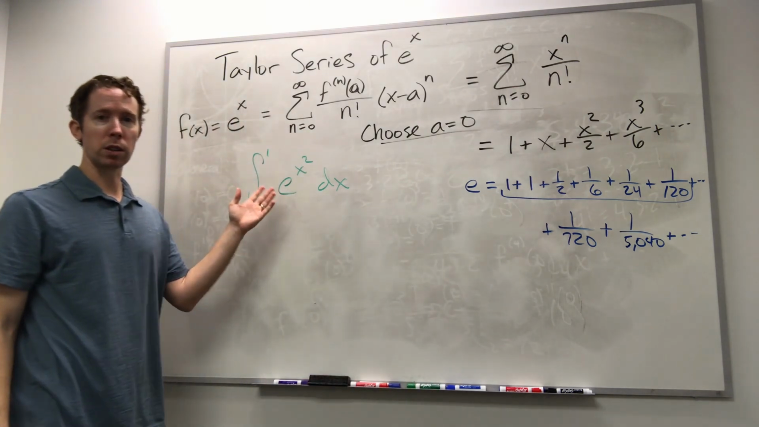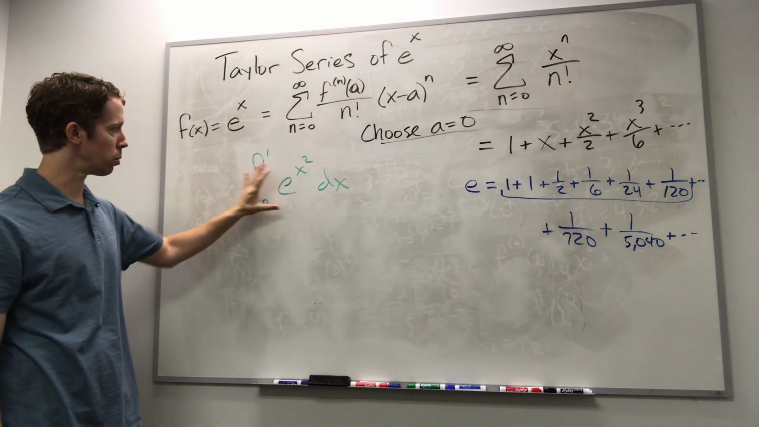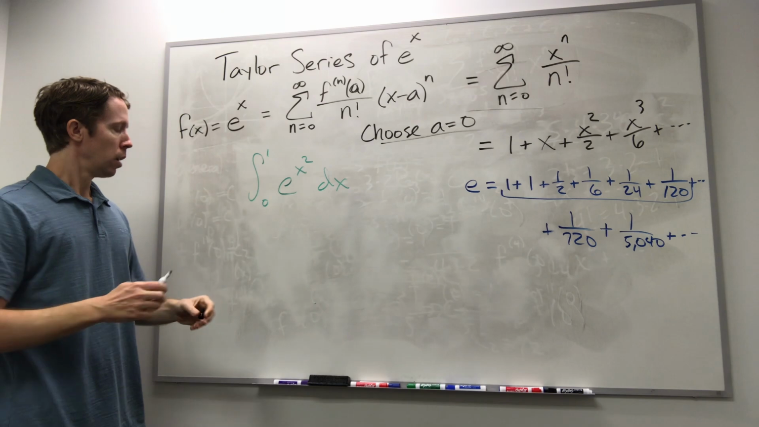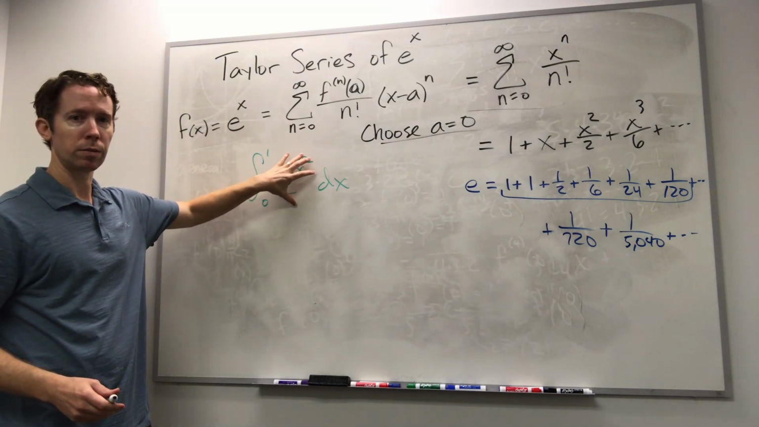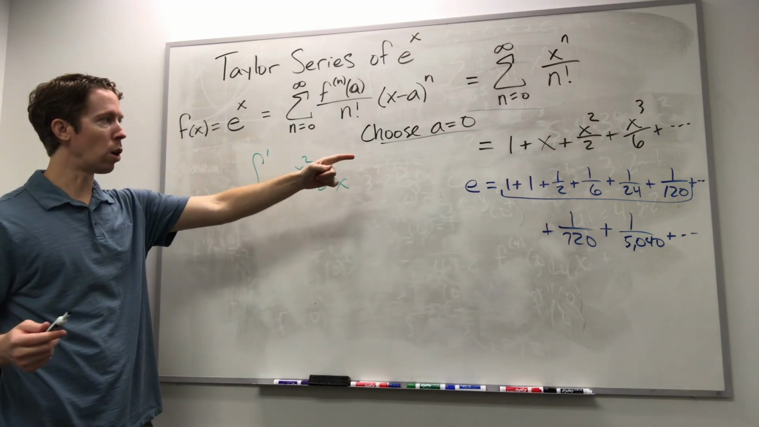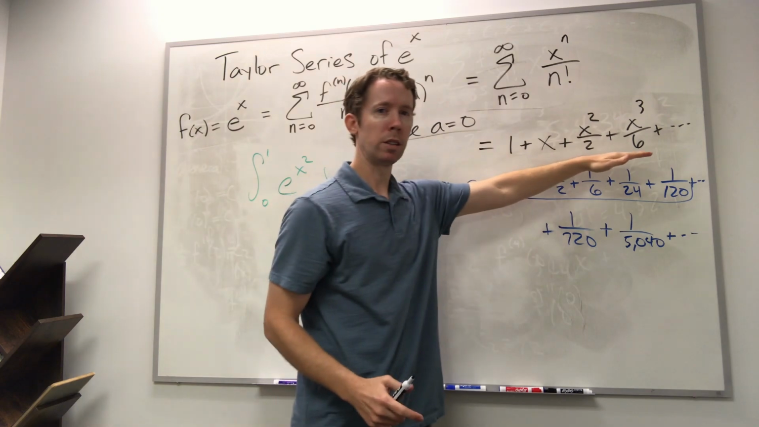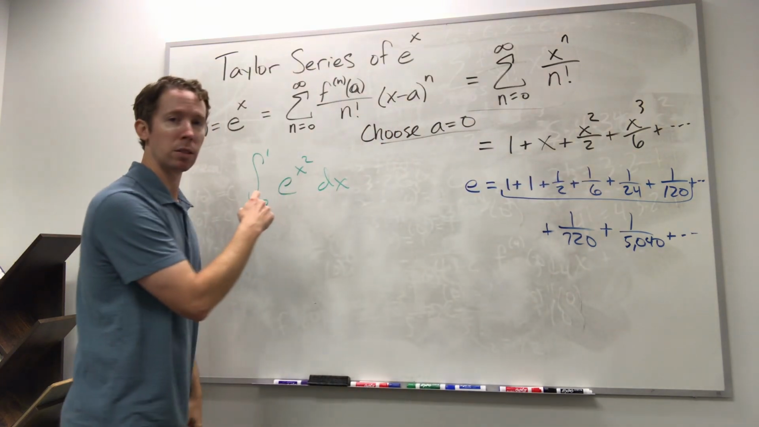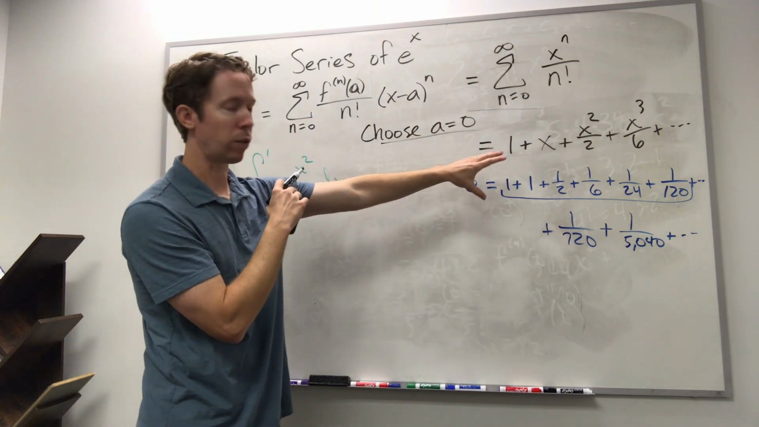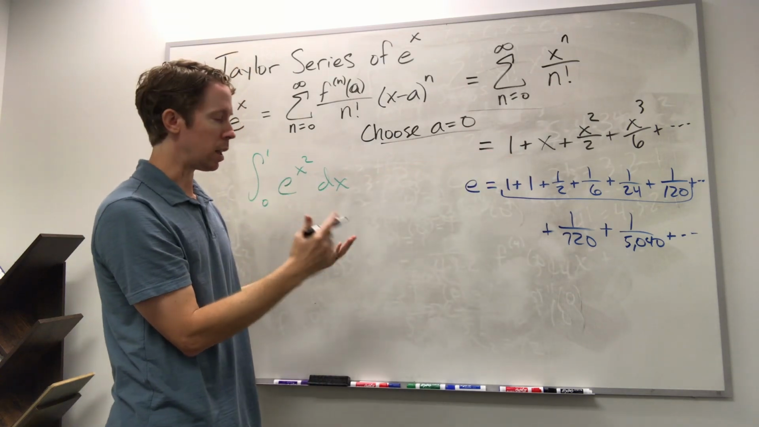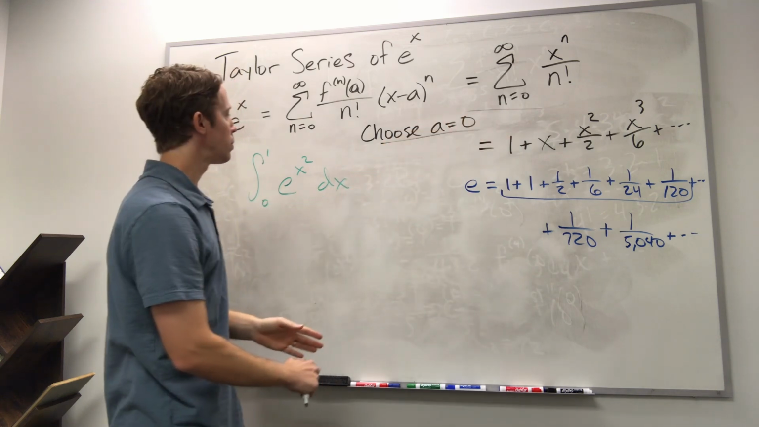So e to the x squared is some function. I should be able to integrate it from 0 to 1 because it's continuous and differentiable on that interval. But I don't know how to get an antiderivative of this thing. My new hope is to rewrite e to the x squared as an infinite series and then plug in the bounds, and then I'll have just fractions like this that I can add up, and then I can just figure out what level of precision I want and cut off everything after that.